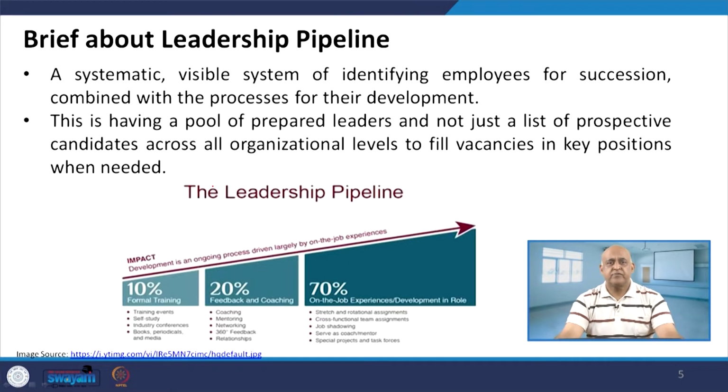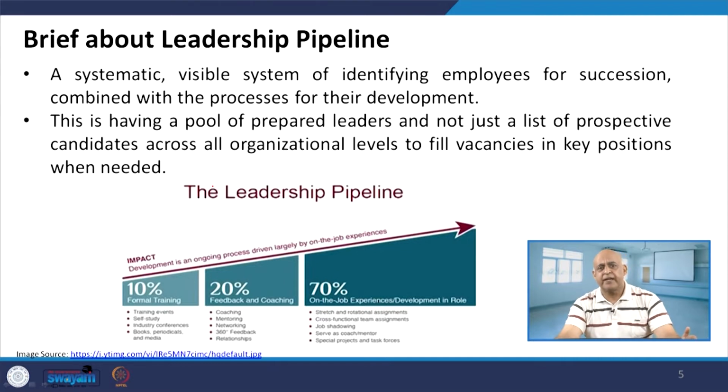Whenever we are developing employees, we are not developing them only for the current positions, we are developing them for the next level also, and that is called succession planning, and here the leadership pipeline has to be used. Organizations have prepared leaders, not just a list of prospective candidates across the organization. This succession planning is basically developing people for the next level, and it is not only at the top level, or only at the middle or junior level.